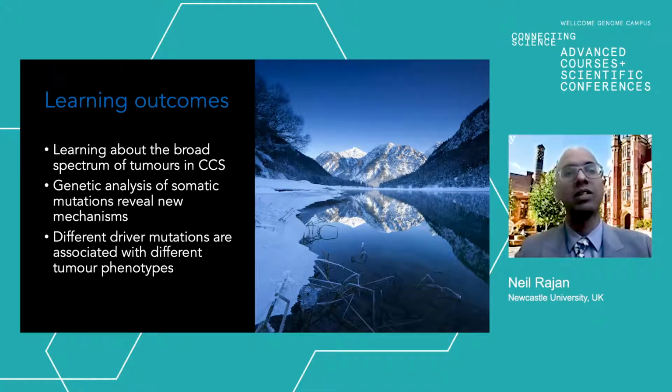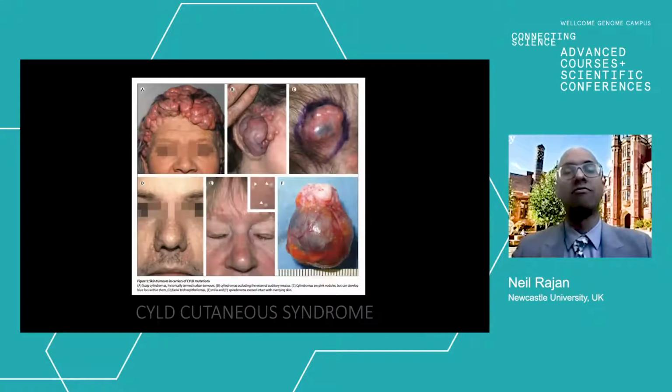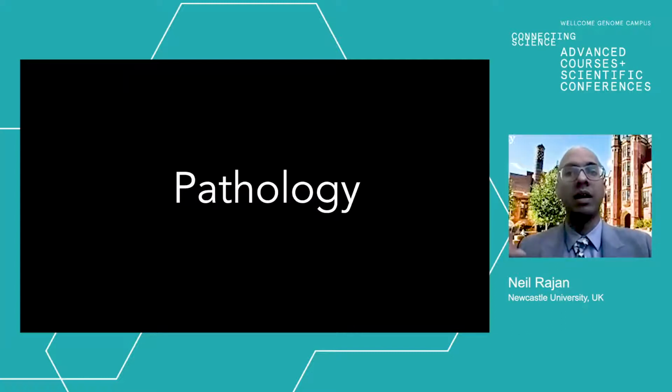In addition, we show how different mutations can be associated with different tumor phenotypes. To recap briefly, this is Brooke-Spiegler syndrome, and these are a range of tumors that arise in these patients, which are often clinically labeled as benign. But we haven't really gone into the pathology of these tumors, and I think that's important to make clearer as to why clinically the appearances are different.